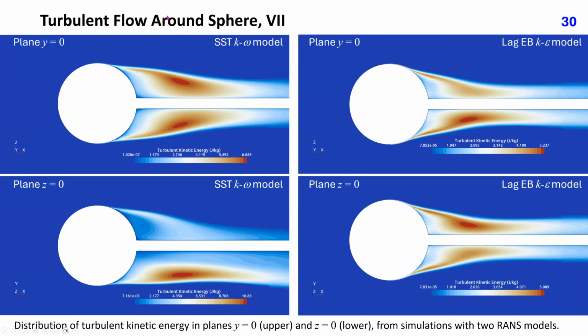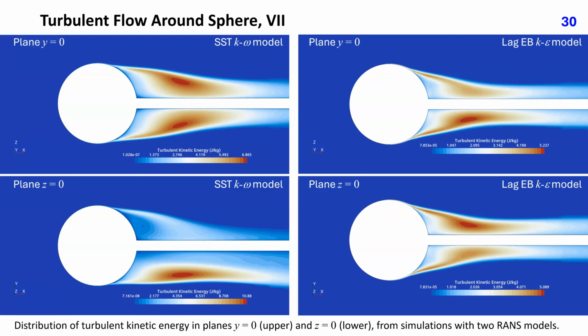This slide shows the turbulent kinetic energy distribution in two coordinate planes, y equals 0 in the upper plots and z equals 0 in the lower plots, from computations with the SST k-omega model on the left and the Lag EB k-epsilon model on the right.